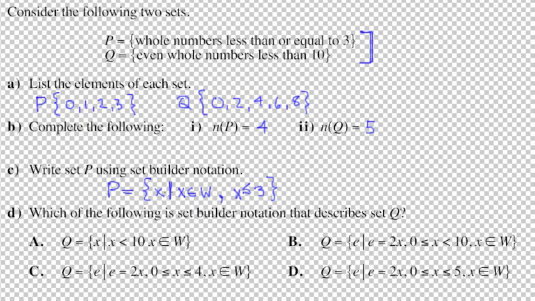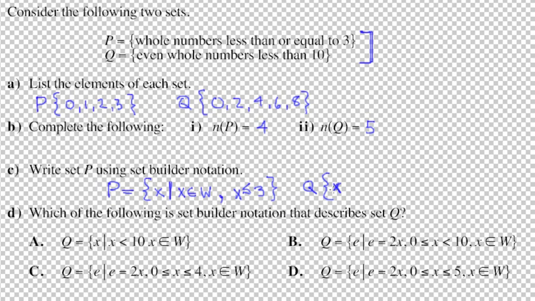So P is numbers which meet the following requirements. They're whole and they're less than or equal to 3. They didn't ask us to do Q, but oh wait, they do in part D. I'll do Q the same way and then we'll go looking for it down below.